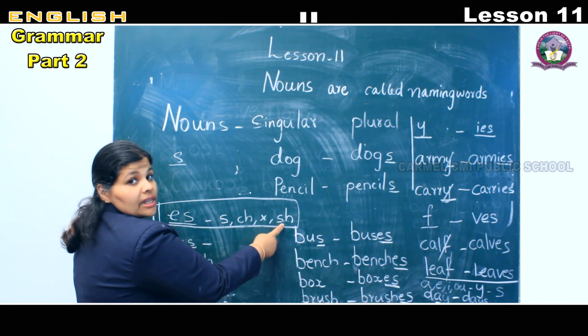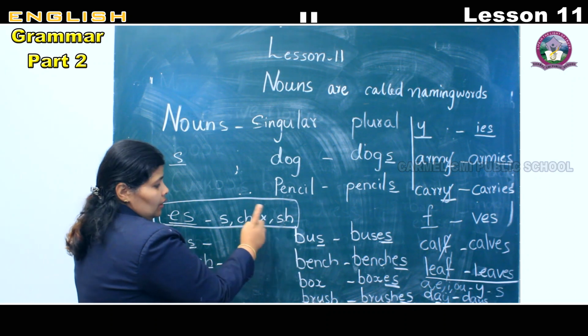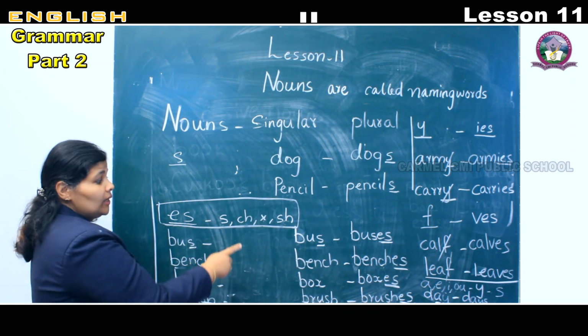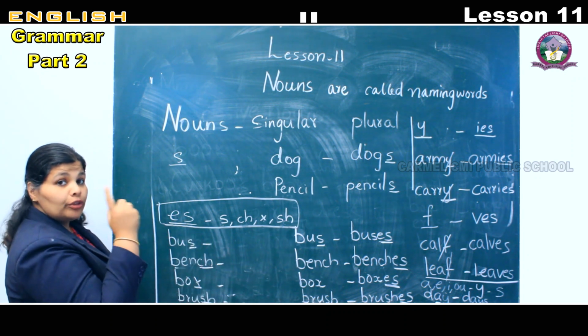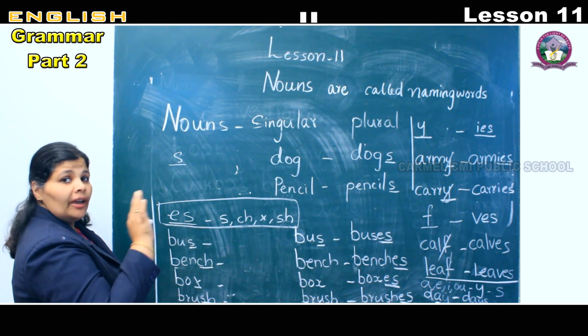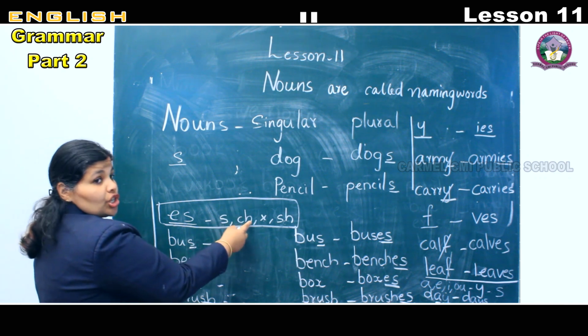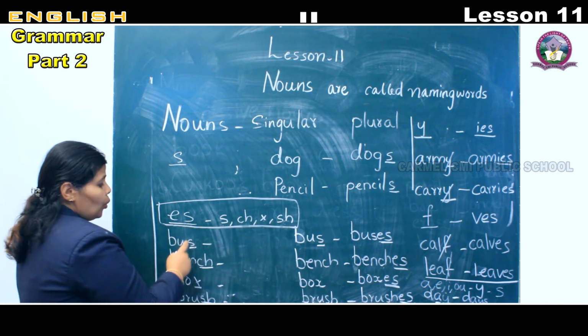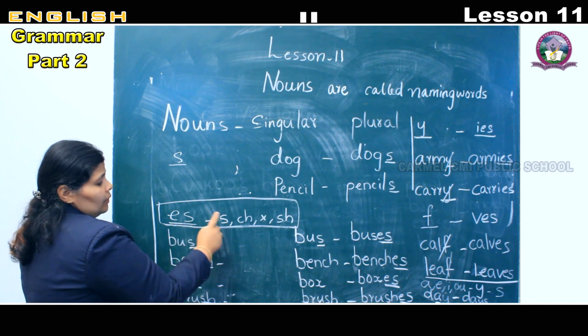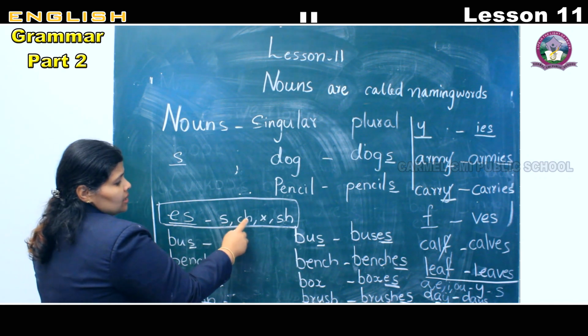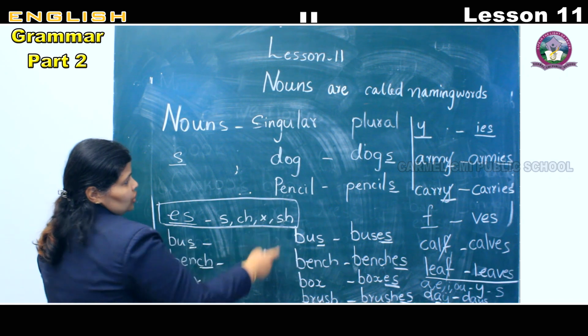What is the sound of S? Sh. Remember, we learned in class 1, ch, sh. These are the things you have to keep in mind. It's going to be ahead every class. So, ch, sh. So, learn. ES comes when the words end with S, ch, x, sh.